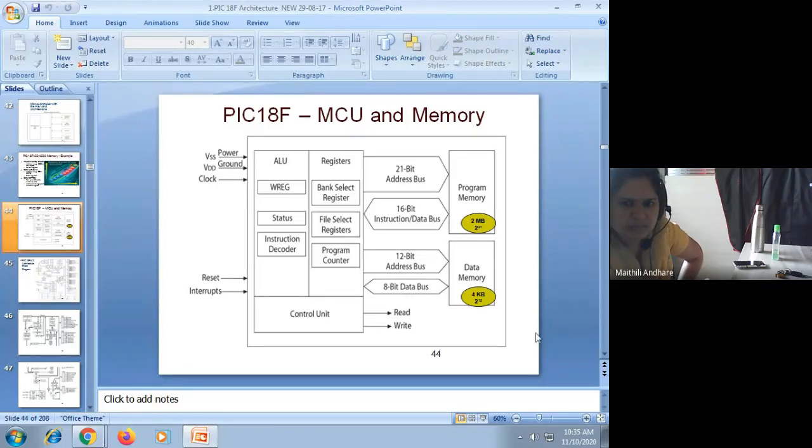Okay, so this is, according to the features, some of the things available in this diagram. The most important thing is that it has the Harvard architecture. So program memory and data memory are separate, and that's why the address bus and data bus for the two memories are different. Okay.